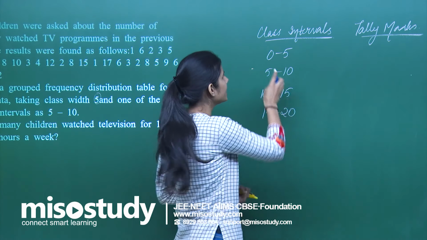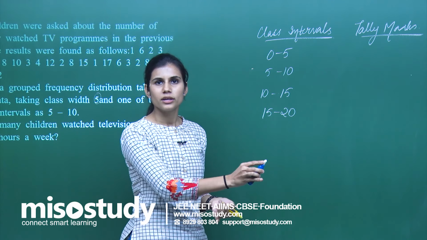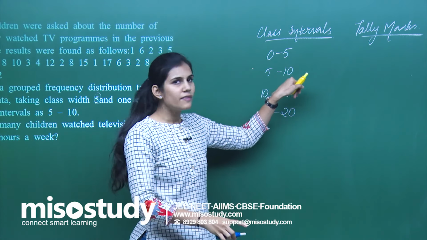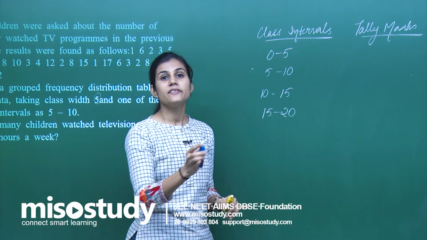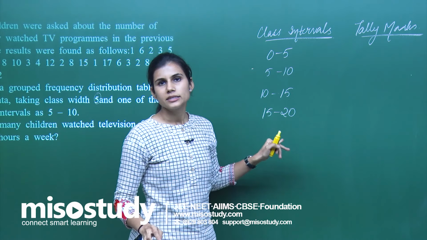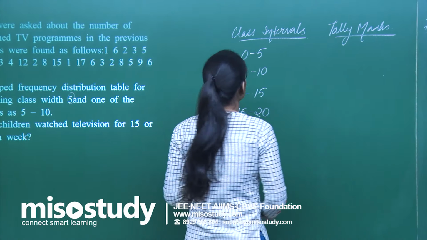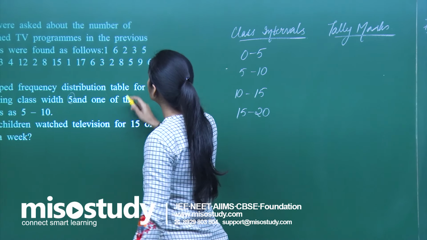Please mind it. In the interval 0 to 5, I am considering 5 values: 0, 1, 2, 3, 4. 5 is not there. In the interval 5 to 10, again 5 values: 5, 6, 7, 8, 9. 10 is not there. So the upper limit is not included in the class intervals, the lower is included, and everything in between them is included.